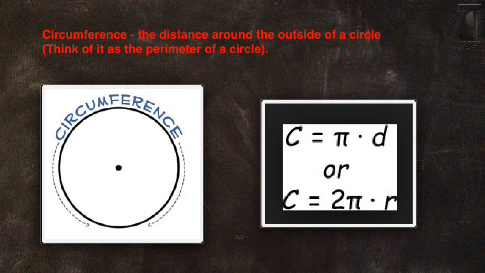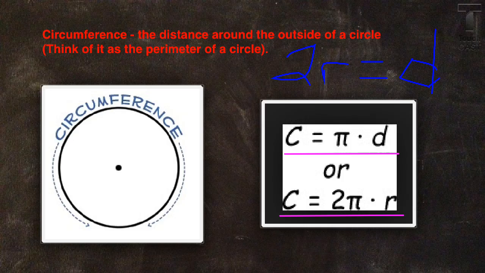Now we're ready to talk about the circumference of a circle. The circumference is just the distance around the outside of the circle, and you can think of it as the perimeter of the circle. Now there are two different equations that we can use to calculate circumference. We can have the circumference as 2 times pi times radius, or we could have the circumference as pi times the diameter. Now remember, in the last slide we said that if you have 2 radii, it equals the diameter.